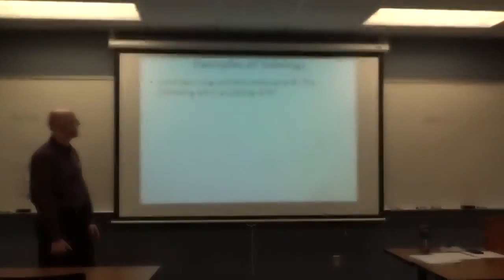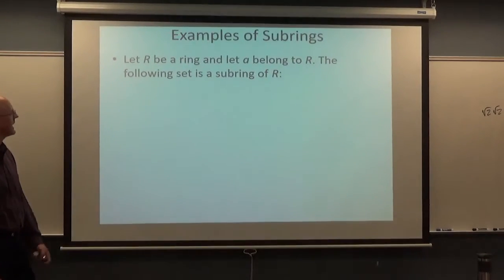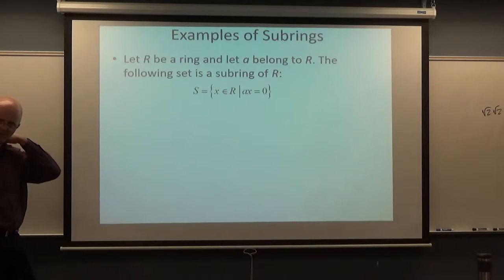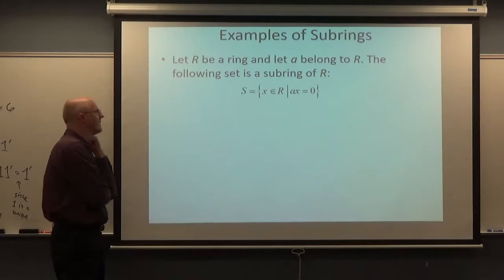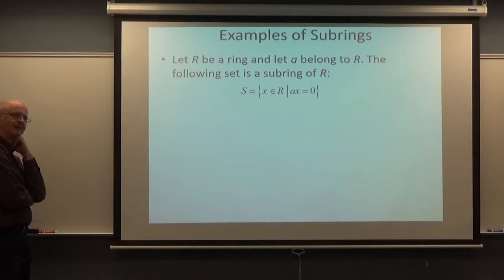Examples. Let R be a ring and let A belong to the ring. The set of all solutions of the equation AX equals 0 is a subring of the ring. Should you call this a null space or a kernel? Maybe. I'll just say maybe. I'll leave it at that.